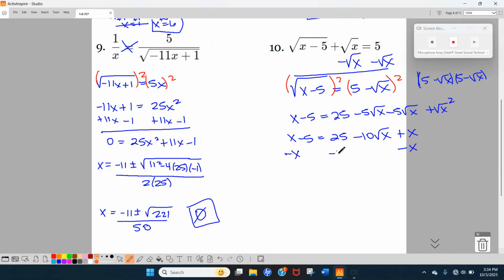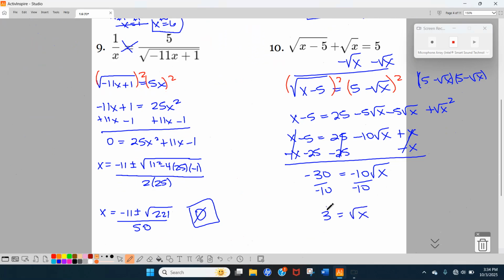So that that square root is by itself, because I'm going to have to square both sides again. The good news is those cancel. So we get negative 30 equals negative 10 square root x. And I can divide by negative 10 and have 3 is equal to the square root of x. So then we're going to square both sides to get x by itself, and then we're just equal to 9.